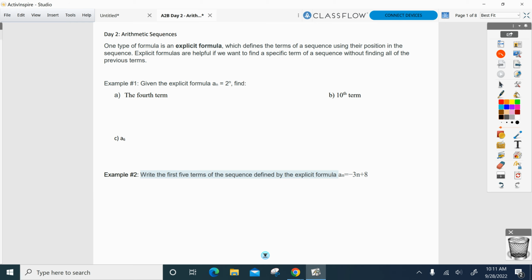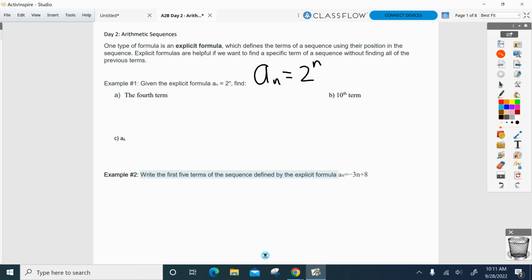How do I do that? Take a look at the first example. Here's my explicit formula: a_n equals 2 to the n. I'm just giving it to you. I'm not going to tell you how I made it up. I want the fourth term of this sequence using this formula. Now, you don't have to go 3, 2, 1 anymore. How do I find the fourth term?